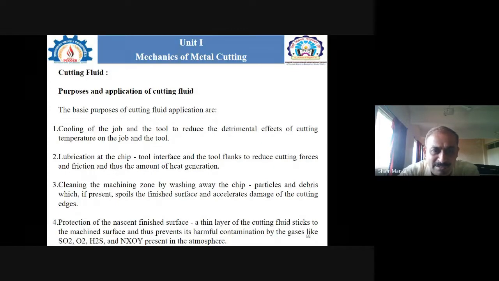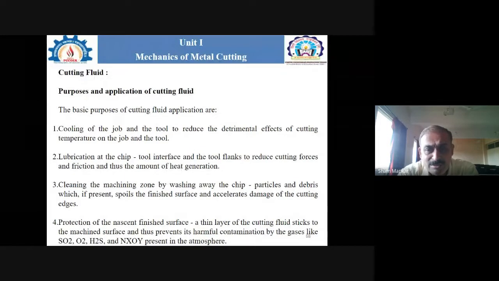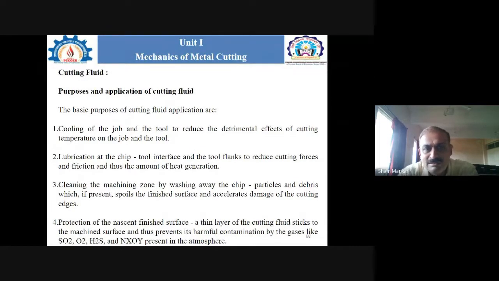Definitely, as we just discussed about chip breakers, if cutting fluid is used during the machining process, whether it is a single point cutting tool or a multi-point cutting tool, the surface finish we get is excellent. There will be a minimum amount of friction, which again leads to a minimum amount of temperature and heat generation between the tool and the workpiece material.